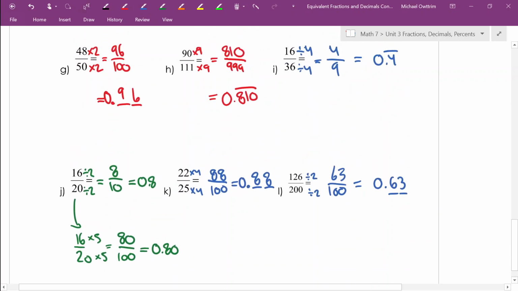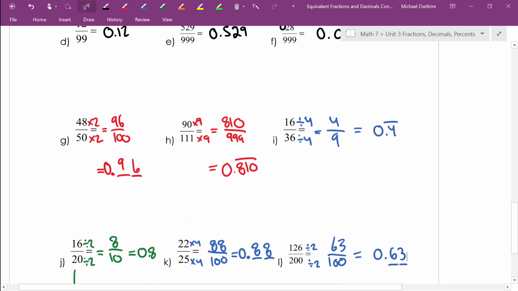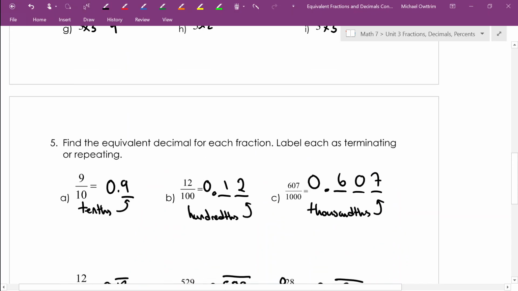So, those are all our skills for converting between fractions and decimals. I hope that's helped you with this topic.